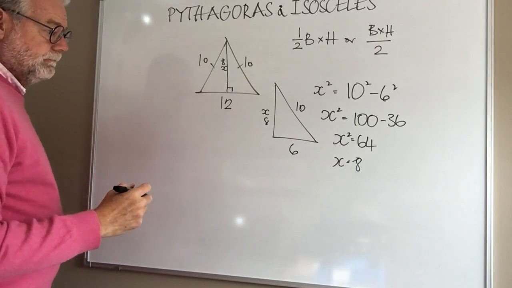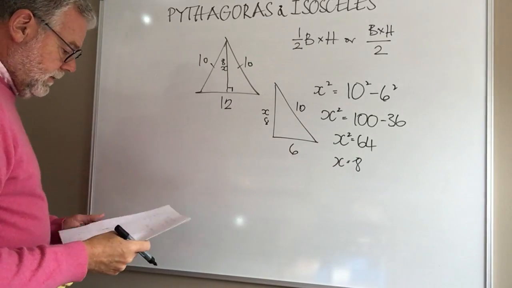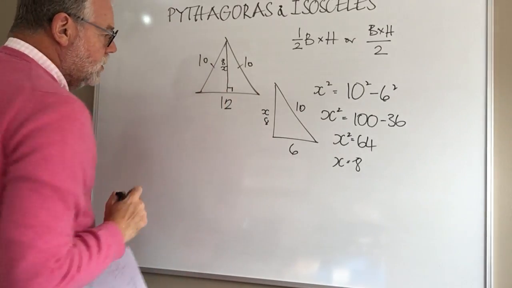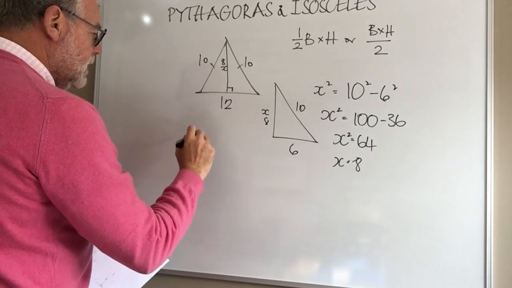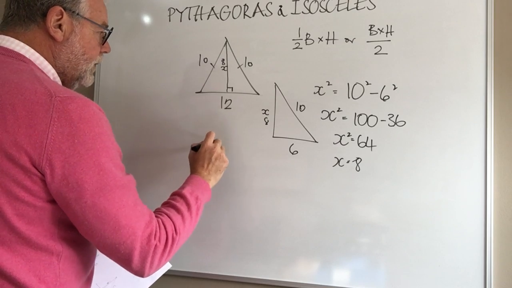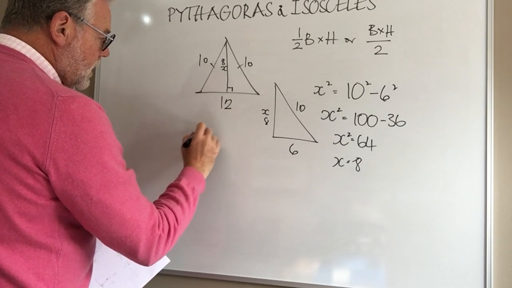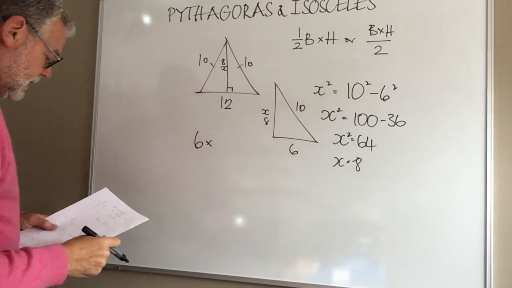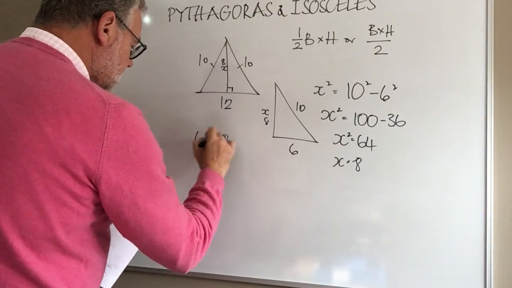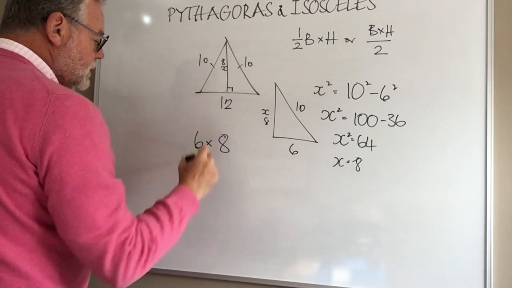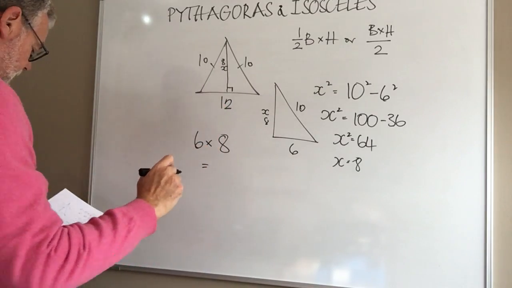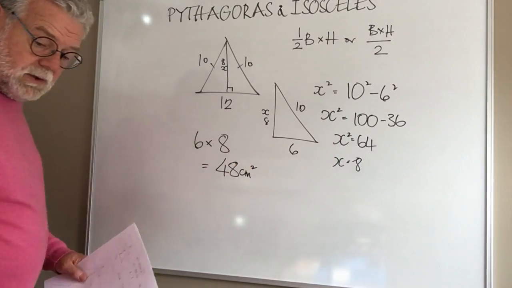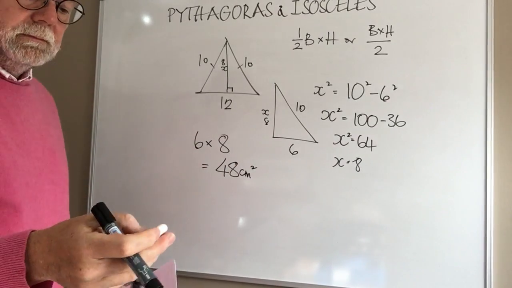Well, now we've got to think, right, okay, we've now got to work out the area of this triangle. So the area of the triangle is half the base, so half the base is 6 multiplied by the perpendicular height, which is 8. So half the base times the height will give us an area of 48 centimetres squared. And that's it.